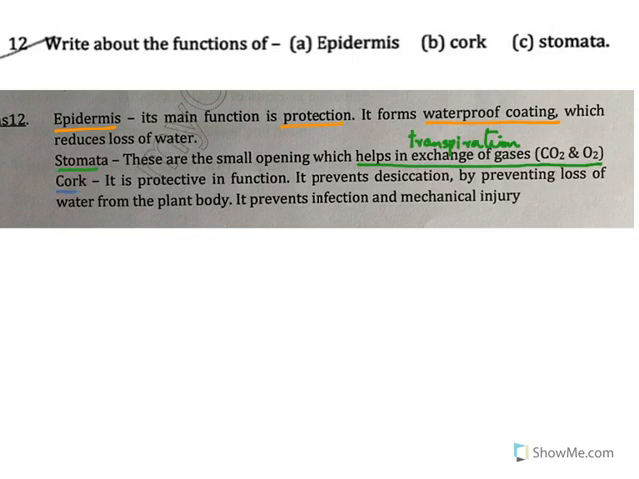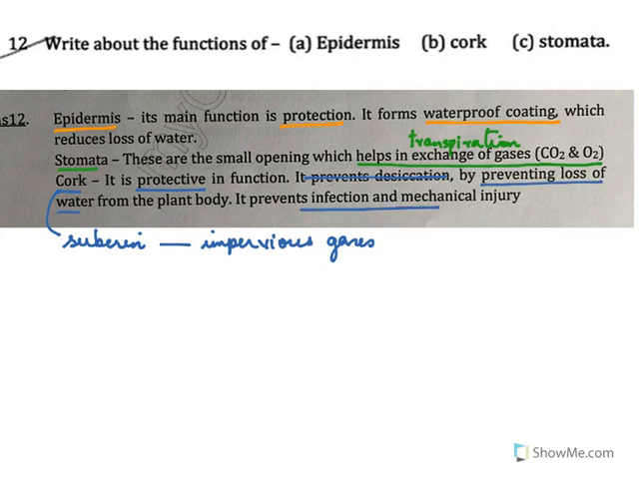Then the function of cork. Cork, you remember, contains deposits of suberin, and because it contains suberin, it becomes impervious to gases. It does not allow gases to pass through it. So it's protective in nature. This you may write: it prevents desiccation, meaning loss of water, prevents infection and mechanical injury.